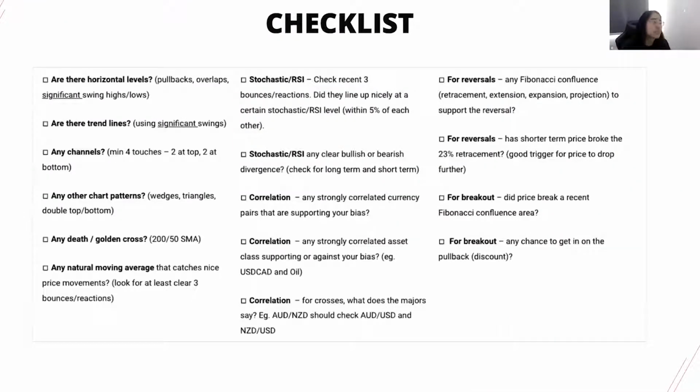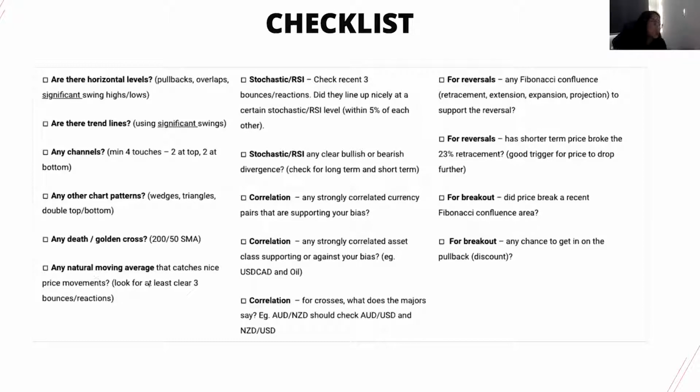So this is basically the checklist that I use when I'm looking for a trade or a setup. I know it looks like a lot, but honestly, maybe because I do it so often, usually it only takes me 5 to 10 minutes, maybe 10 minutes on average, to go through a particular pair, a particular chart to look for a setup. This is basically what I go through. Every time I go on the charts, I will ask myself, do I see any horizontal level? Do I see any trend line? Do I see any channels? Do I see any chart patterns, death crosses, golden crosses?